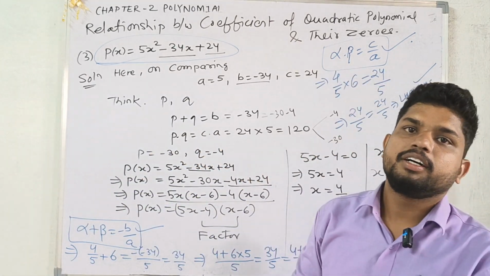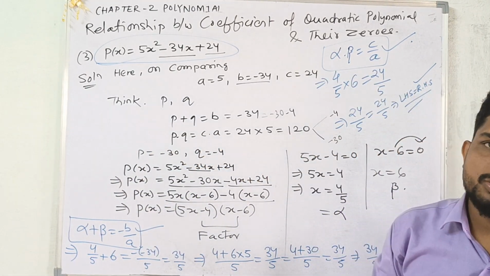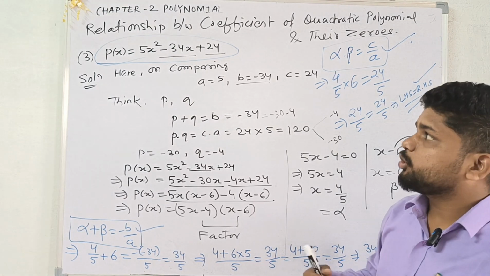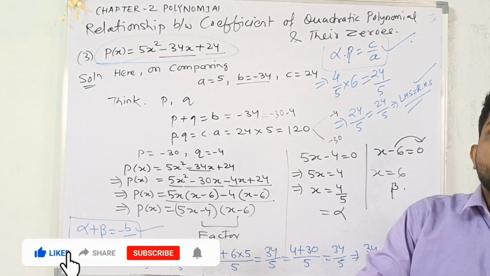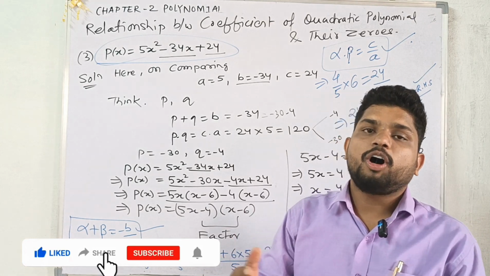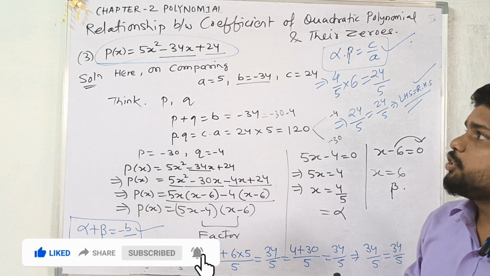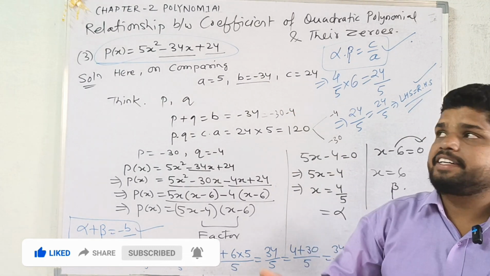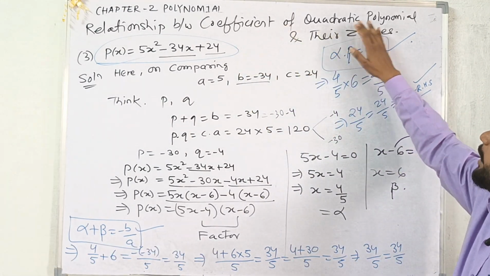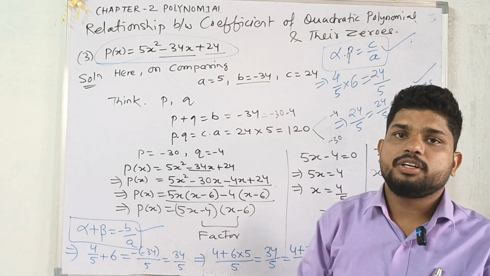Dear student, in this video lecture, we have learned what the zeros of a polynomial are, how to plot linear and quadratic polynomials, finding the zeros by using the splitting the middle term method, and to verify the zeros, we have used the relationship between the coefficients of the quadratic polynomial and their zeros.